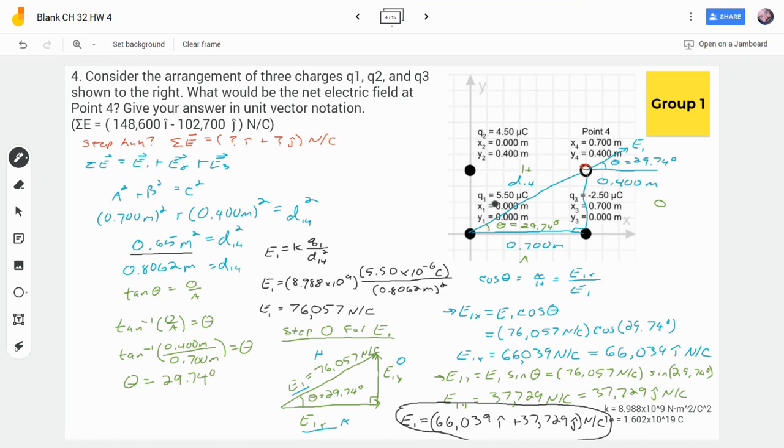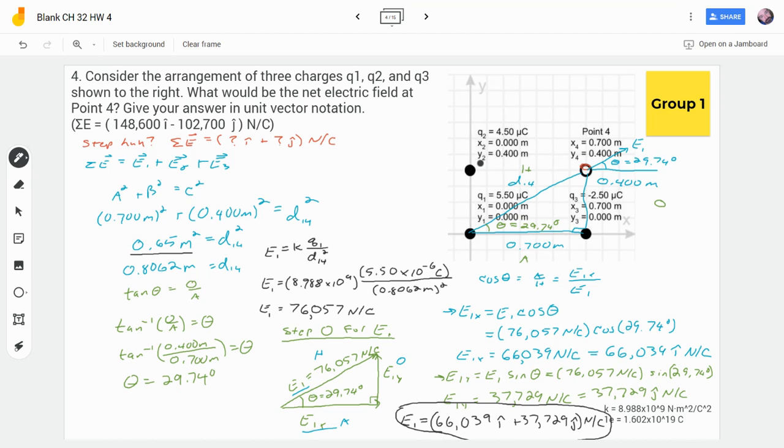If you're watching this video and struggling on that part, this may be a good time to stop watching the video, because this was the hard part. Getting the electric field from Q2 is not going to be that hard. You don't have to do the step 0 and all this stuff.